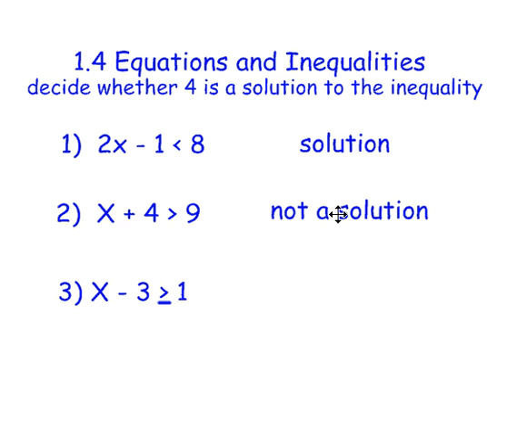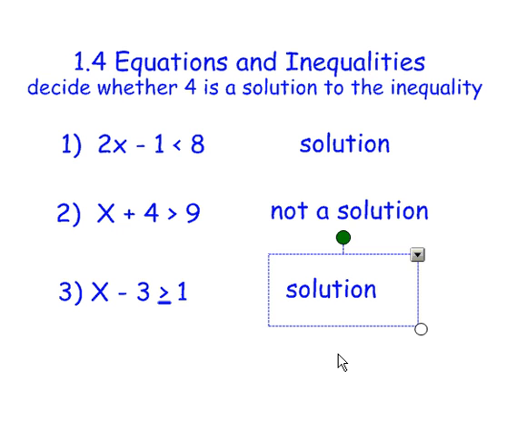And number 3 is x minus 3 is greater than or equal to 1. If we plug 4 in for x, we would have 4 minus 3 is 1. Is 1 greater than or equal to 1? Well, it's not greater than, but it is equal to. And so 4 is a solution for the third problem.